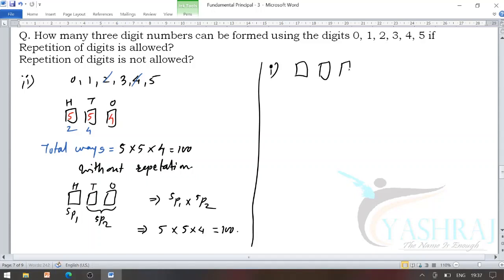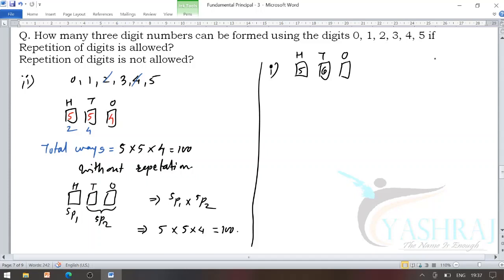Now look at the first sub question, now with repetition. Suppose we have the 3 vacant places over there, like hundreds, tens and ones. To fill up the hundreds place we have 5 choices: 1, 2, 3, 4, 5. So any one digit among 1 to 5. Now to fill up the tens place we have 6 choices. Keep in mind, repetition is allowed.